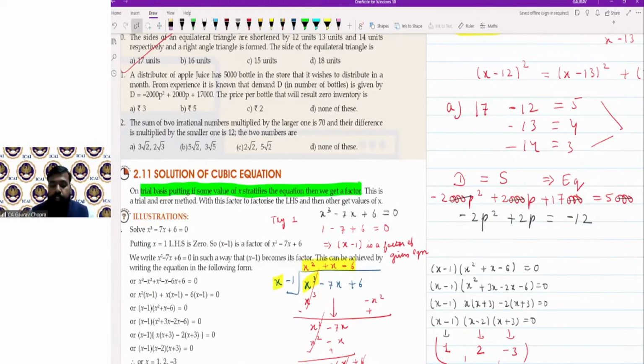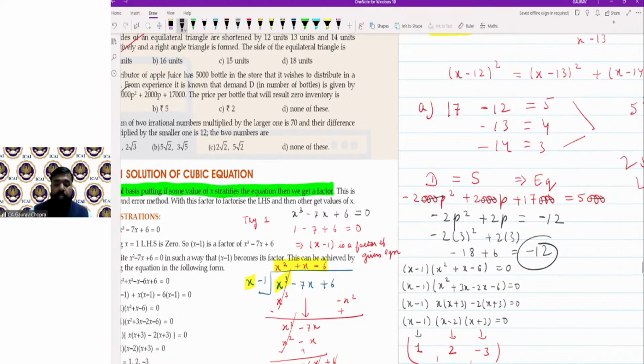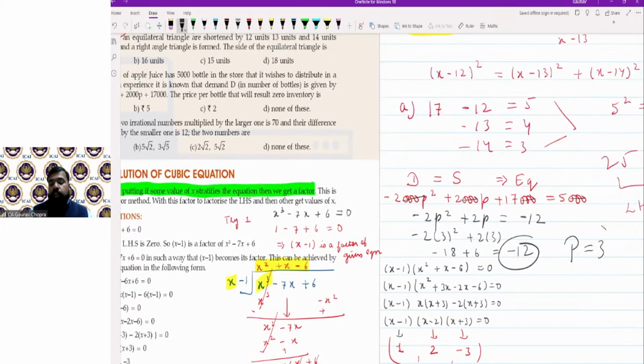If you try 3: minus 2 into 3 square plus 2 into 3. So 9 into 2, minus 18 plus 6. We are getting minus 12. That means option number A is able to satisfy the equation. Therefore, price can be kept as 3. So if price is 3, demand is equal to supply and there will be zero inventory. There will be zero stock.